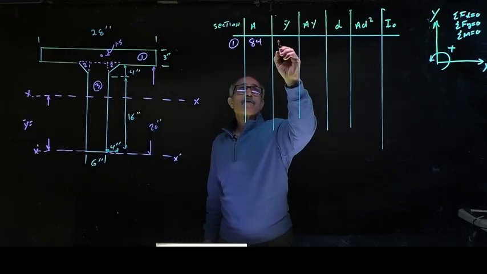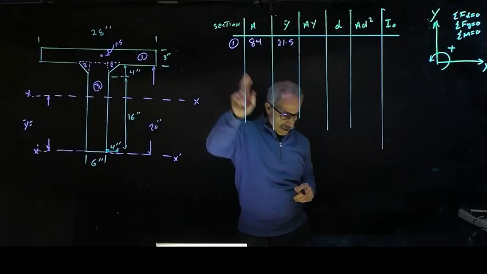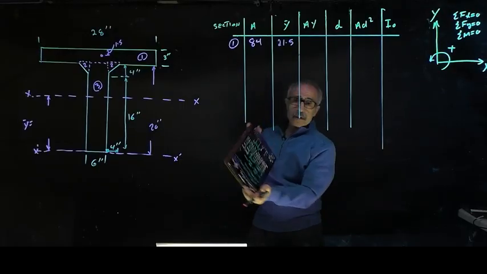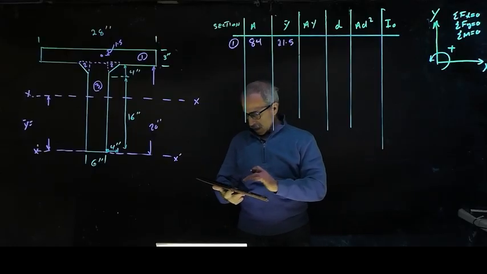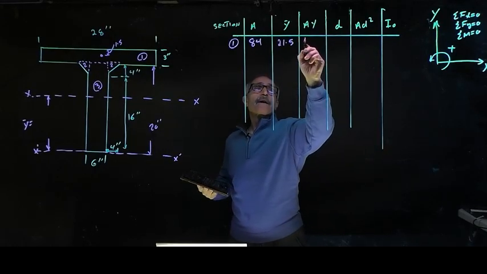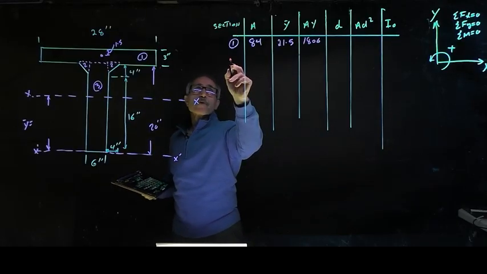So this is 21.5. A times y, we already did this in class. I have them right here. Remember, we did this together. So I'm going to go ahead and put this number back in here, and A times y came out to be 1806. Let's go to shape number 2.